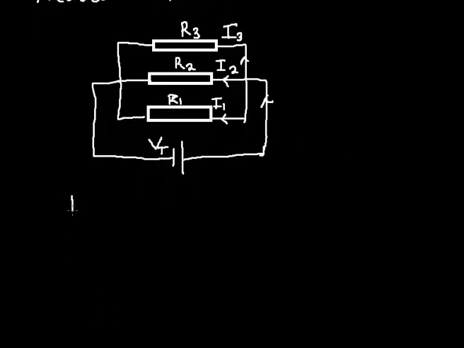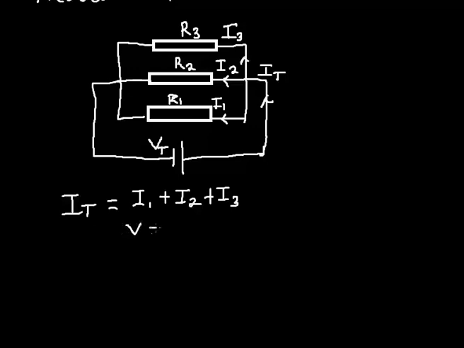So since the current varies, I will now say that the total current is the current that enters this branch to divide into I1, I2, and I3. So the total current is going to be equal to I1 plus I2 plus I3. Still from Ohm's law, we know that V is equal to IR. So if I make I the subject of the formula, I is going to be equal to V all over R.